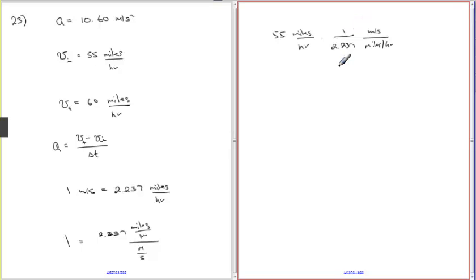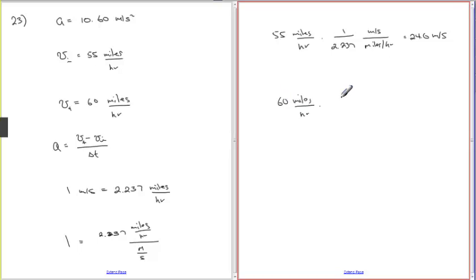So we take 55 divided by 2.237, and we get 24.6 meters per second. And we do the same thing for 60 miles per hour.